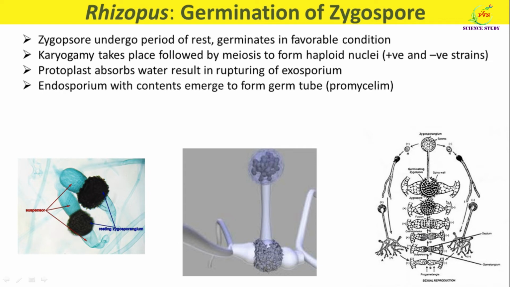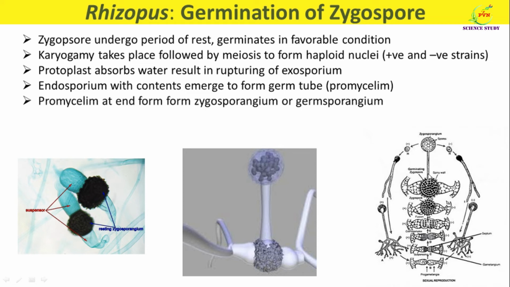Now the endosporium with the contents emerges to form a vertical hypha called the germ tube, or it is also known as the promycelium. The promycelium grows for some time and ends in the formation of the sporangium, also known as the zygosporangium or germ sporangium. So this is the zygosporangium or the germ sporangium. Here also you can see the zygosporangium.